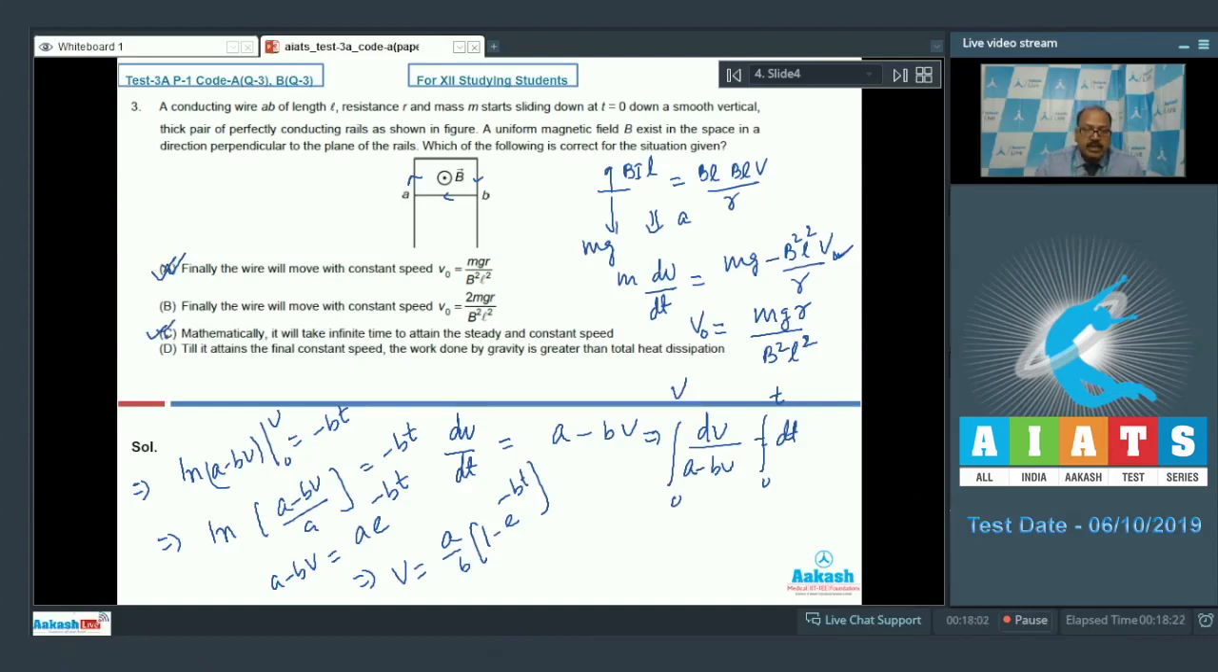Let's look at option D now. It says till it attains the final constant speed, the work done by gravity is greater than total heat dissipation. Well, the energy here is being provided by gravity, right? And the work done by gravity is equal to the change in kinetic energy and the heat dissipated in the process. So obviously work done by gravity, as I said, is equal to heat dissipated plus half m v0 square. So it's very clear that work done by gravity is greater than heat dissipated. So option D is also correct. Let's now go to question number 4.